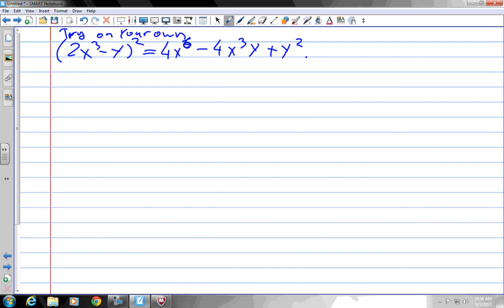Isn't the middle y squared also? Well, but in the middle, we just multiply them, right? This is A, and this is B. Well, B is just Y, right? So when you do 2AB, that's 2 times 2x cubed times Y. So that's how we get that.